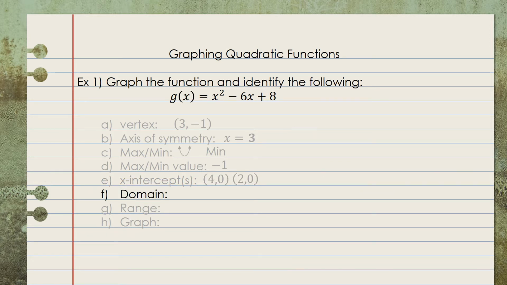Now looking for the domain. Remember, there's only two key issues to be on the lookout for, and that's fractions and radicals. So look at our given function. Do you see any fractions? No. Do you see any radicals? No, which means there's nothing to be concerned about, so our domain is negative infinity to positive infinity.